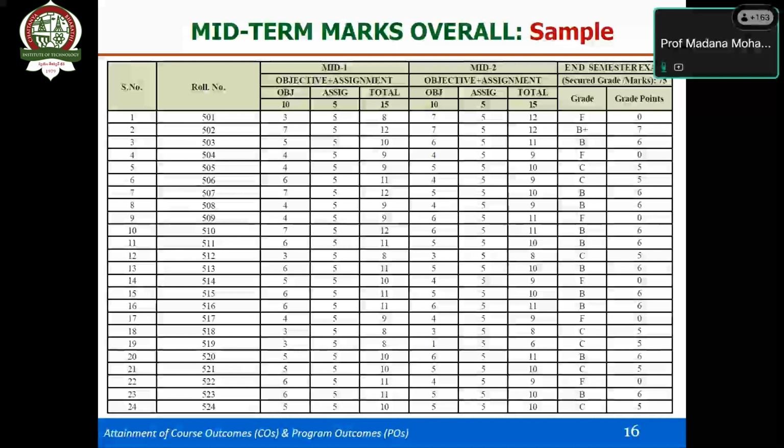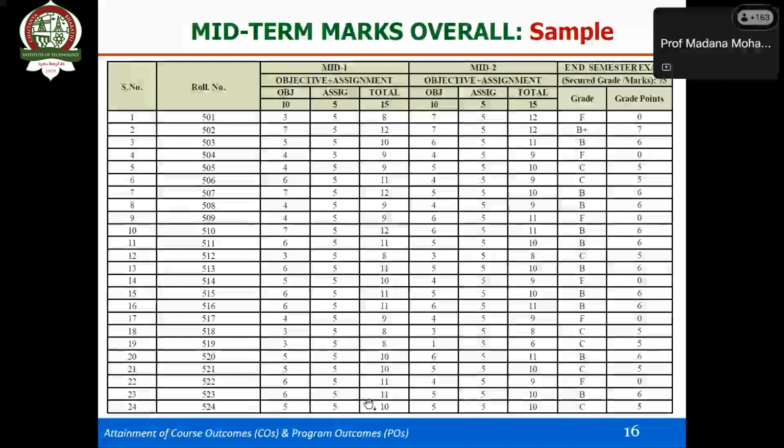So in this case, I have taken overall marks of assignment with weightage 5. Then for the objective test, total 10 plus 5, 15. So that total 15 marks I have taken. That mark sheet I have taken for class test 1 and class test 2.